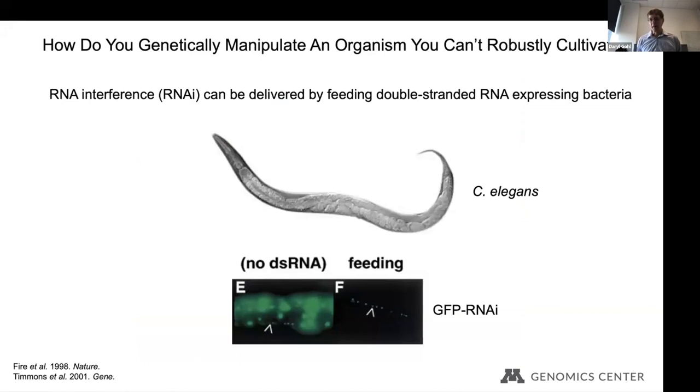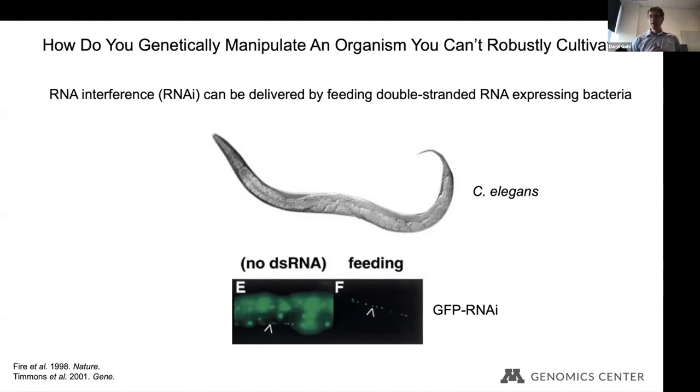And this is a method that was first discovered in this nematode worm called C. elegans. And it was shown that double-stranded RNA induced a gene silencing response in this organism. So an example of that is shown here on the bottom, in this panel that's labeled panel E. You can see an expression of a protein called GFP, or green fluorescent protein, in the worm.